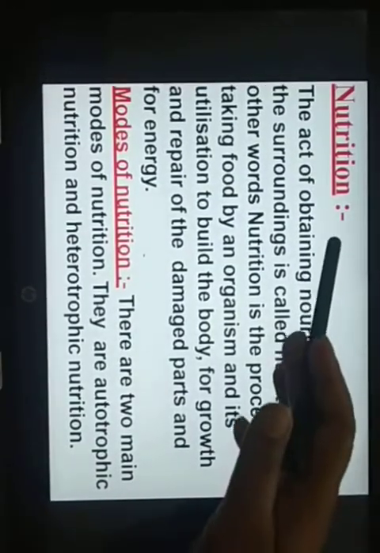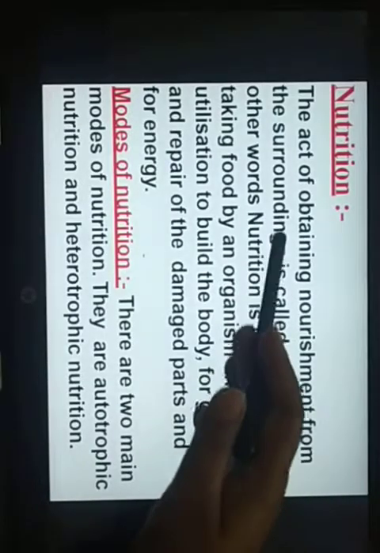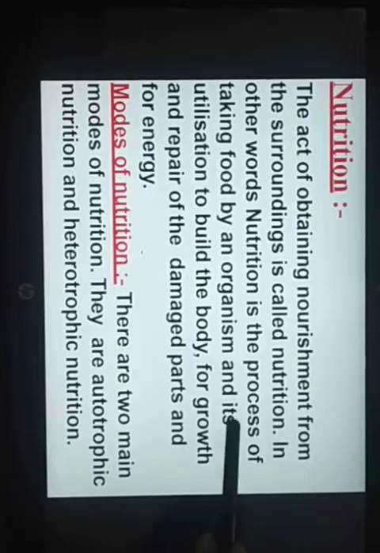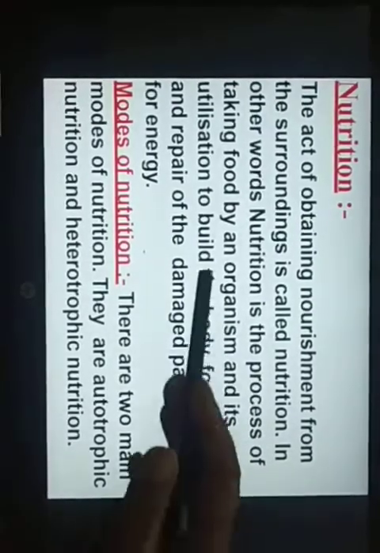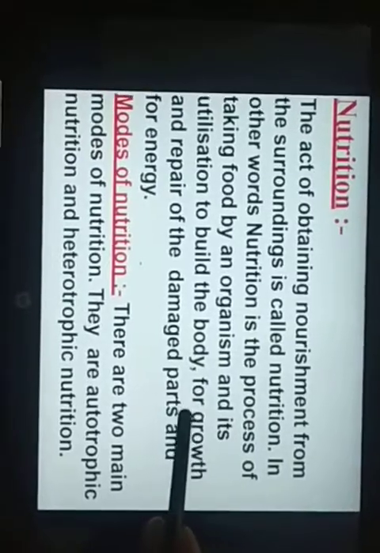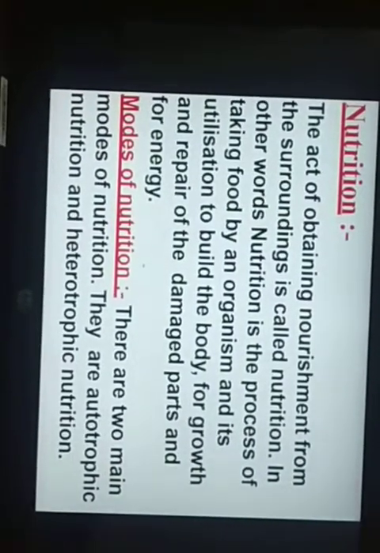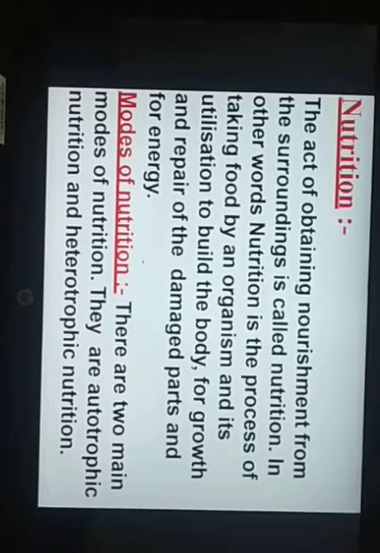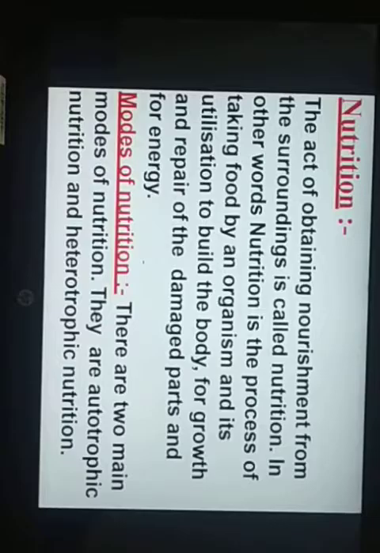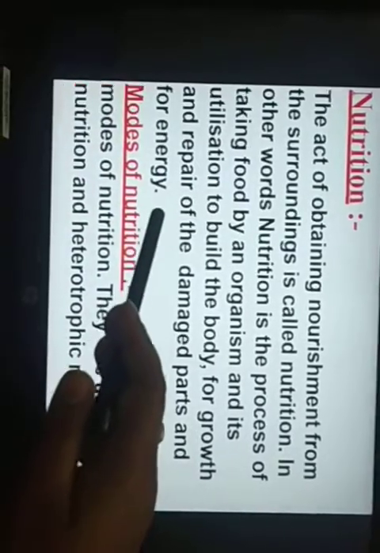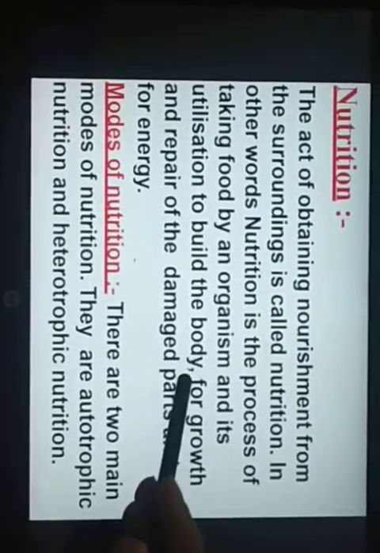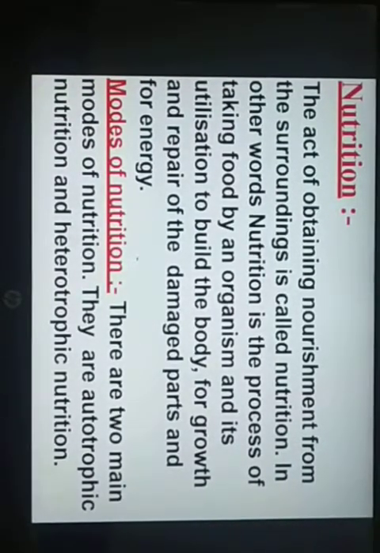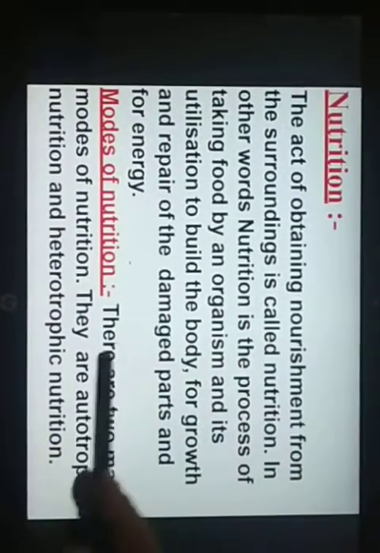So first, let us begin with nutrition. The act of obtaining nourishment from the surroundings is called nutrition. In other words, nutrition is a process of taking food by an organism and its utilization to build the body for growth and repair of the damaged parts and energy. Every living body needs certain nutrients for getting energy, for repair of the damaged parts, for building the body and for growth. The method by which the organism takes these nutrients is known as nutrition.